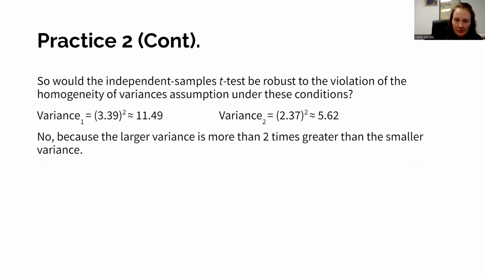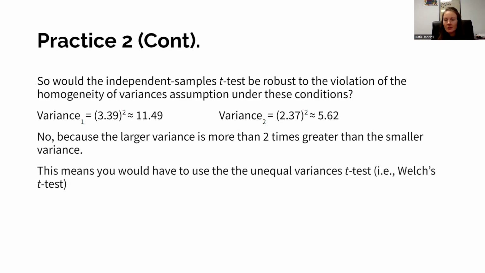So let's do that here. I'm going to pull up my calculator. 11.49 divided by 5.62. And that result was about 2.04. So that is more than 2, which means it's not less than 2 times greater than the smaller variance. So if you came into this situation, you need to use the unequal variances t-test. It has another name called Welch's t-test. They are the same thing.